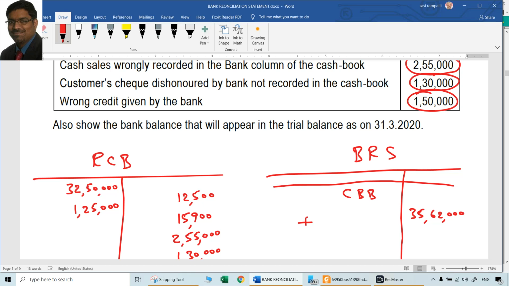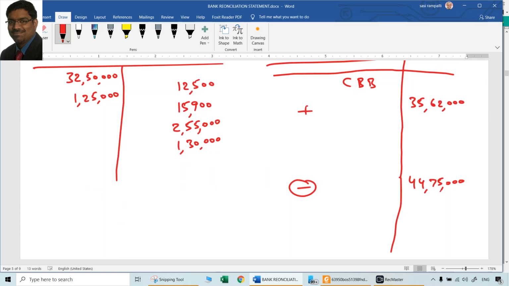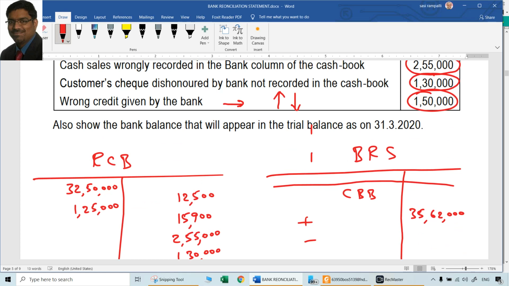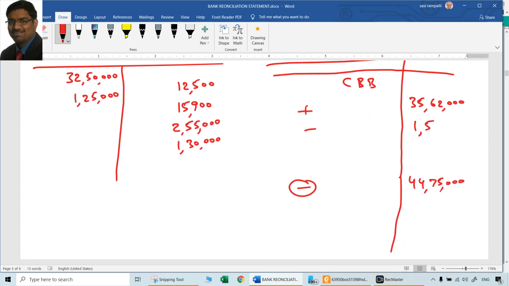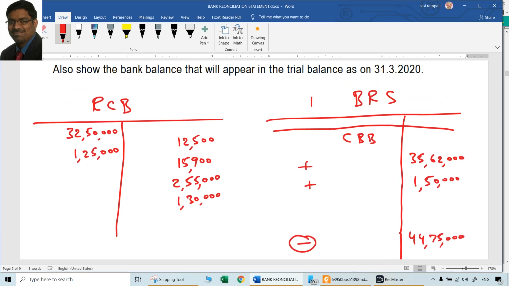What is the first impact? Wrong credit given by the bank means the first impact is on the passbook. Because of the wrong credit, what happens to the balance in the passbook? Increases. It is more because of the wrong credit by the bank. So passbook balance is already more. If passbook balance is already more, obviously cash book balance will be already less. So when the cash book balance is already lower, what should we do? Add. That is 1,50,000.